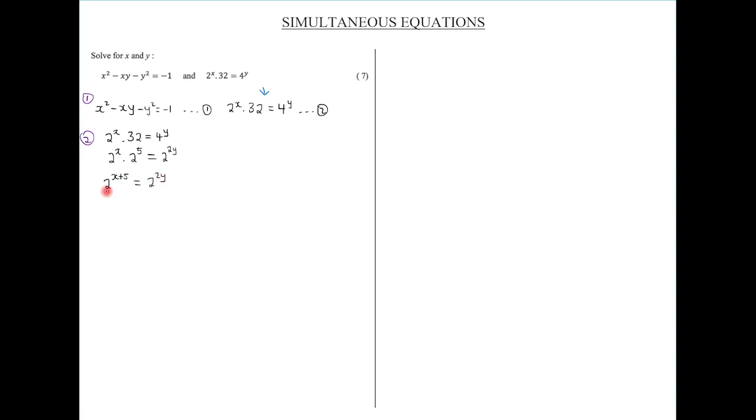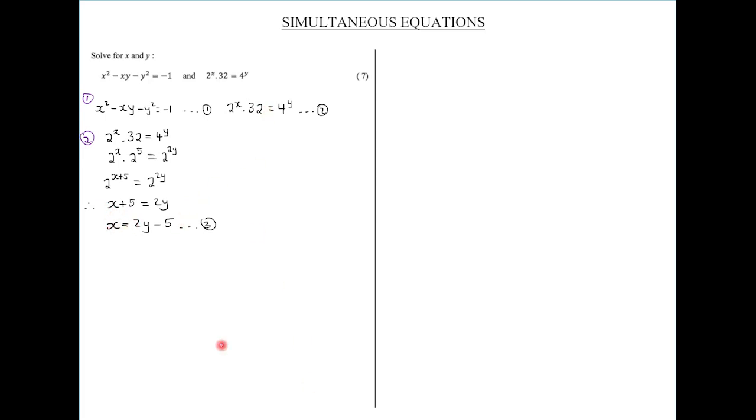Now I know that if I have the bases the same, then I can equate the powers, right? And as you can see here, I can make x the subject of the formula. So when I do that, I take the 5 over and then I get x equals 2y minus 5. Now this becomes my third equation. Here, this is very important: we took equation 2 and simplified for x, so we made equation 3 from equation 2.